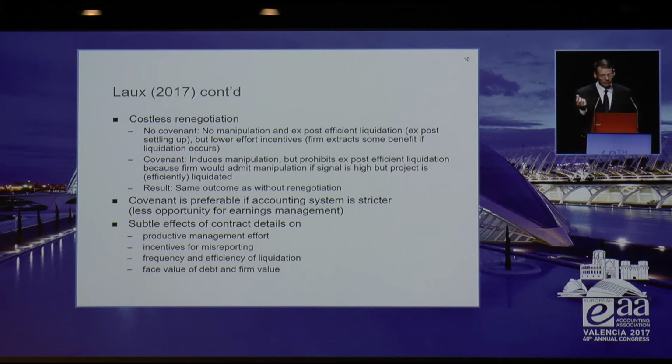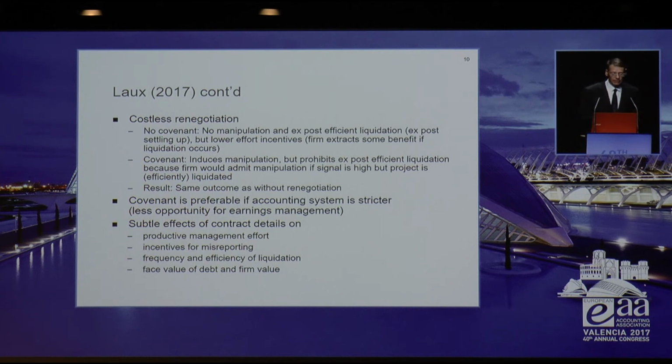Which means that the firm can extract some of the benefit, because the lender has to provide some incentive to renegotiate, right? But this lowers effort incentives, so your project value goes down, because this decreases the benefit to the firm, right? Because the lender must give in to some extent in the renegotiation. So it is ex post efficient, but ex ante it changes the incentives, and so the project value gets lower.